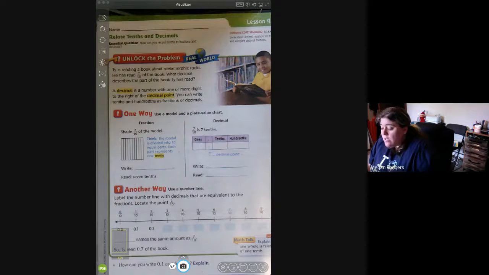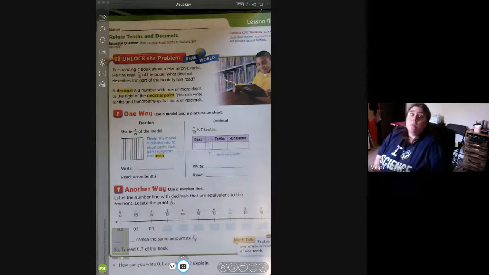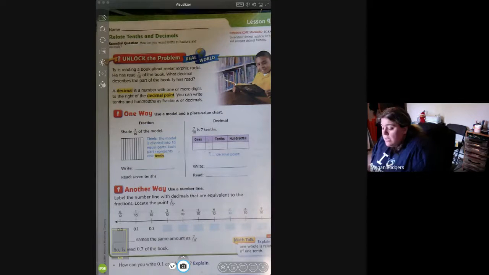The essential question: how can you record tenths as fractions and decimals? Seems pretty straightforward. So it says Ty is reading a book about metamorphic rocks. He has read 7/10 of the book. What decimal describes the part of the book Ty has read?